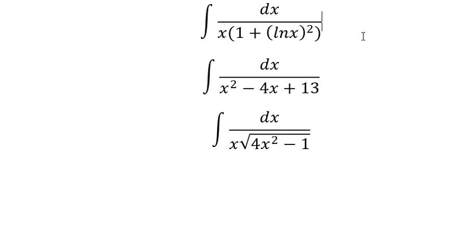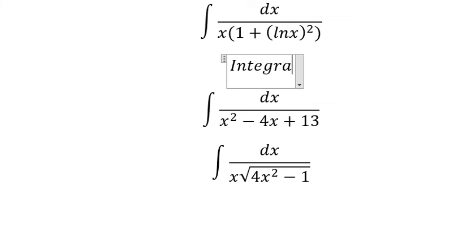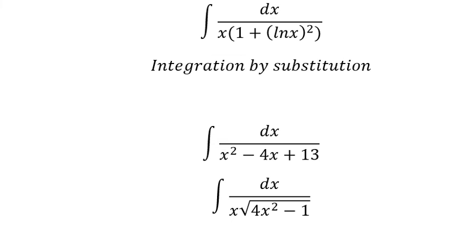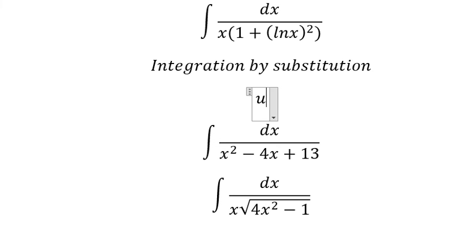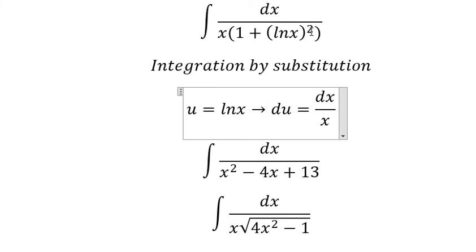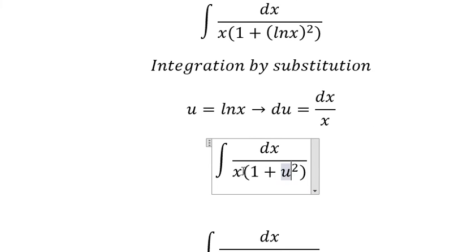Question number 2. We need to use integration by substitution. So I will put u equal to ln s. So if I take the first derivative of both sides, you get du equals ds over s. This one we change by u. ds over s we change by du.